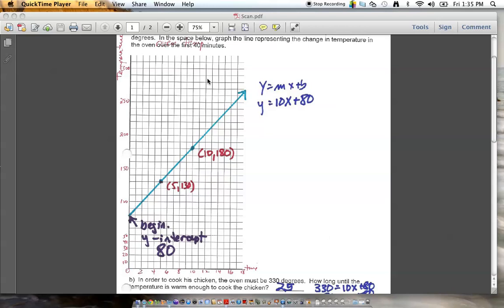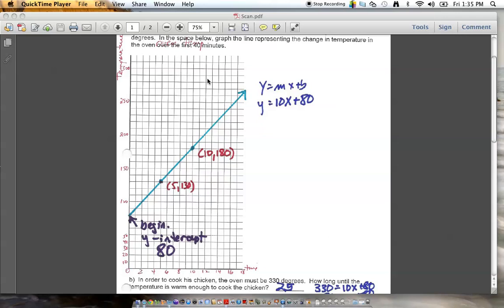Okay? Now, question? Yeah. At the beginning, it said, like, up here it said graph the line representing a change in temperature in the oven for the first 40. Yeah, if you draw the arrow, it continues on forever and ever. So if you wanted to do 40 across the bottom, you could do that. That's going by, I thought, 5s. That was like one of the questions, though. No, it just says draw the graph.